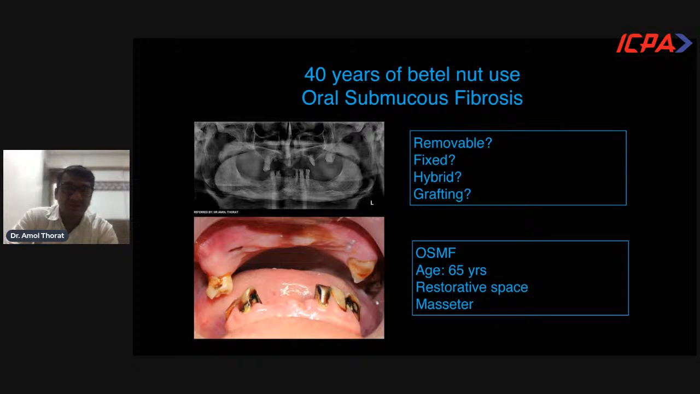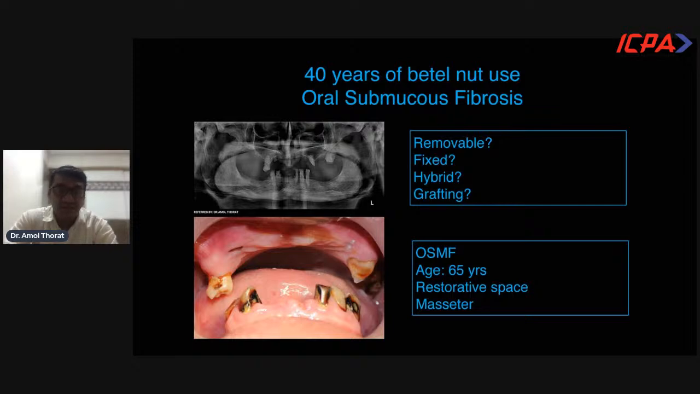A removable prosthesis, a fixed prosthesis, a hybrid prosthesis? You can see there is hardly 1 millimeter of bone below the maxillary sinus on each side. Anteriorly also there is hardly any bone. Okay, the patient has submucous fibrosis, late 60s.